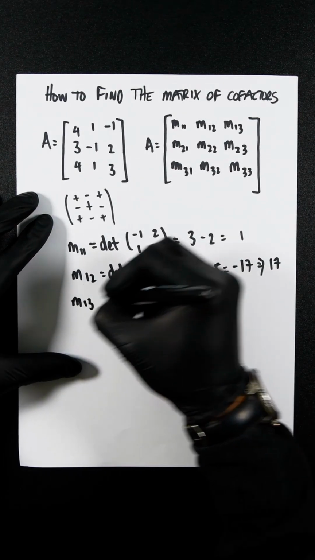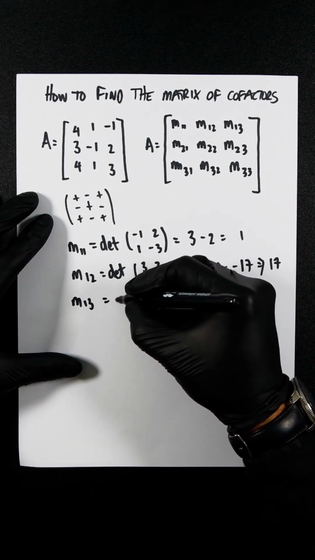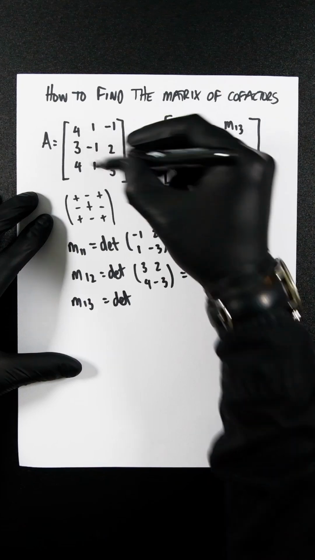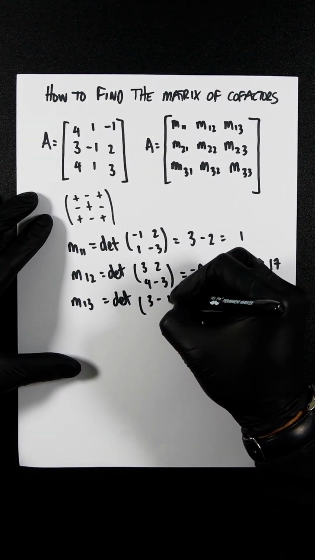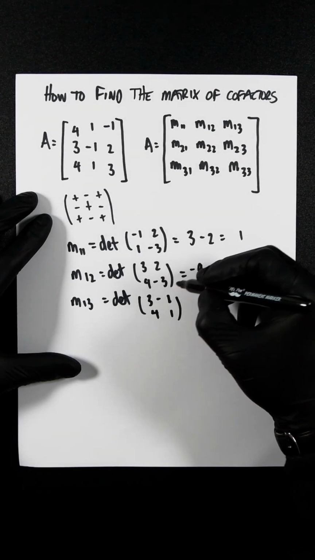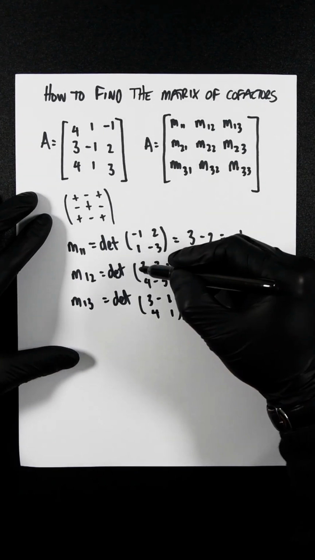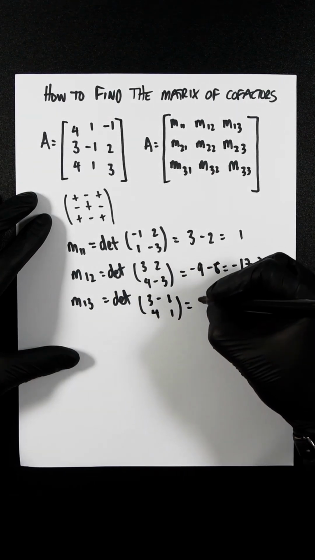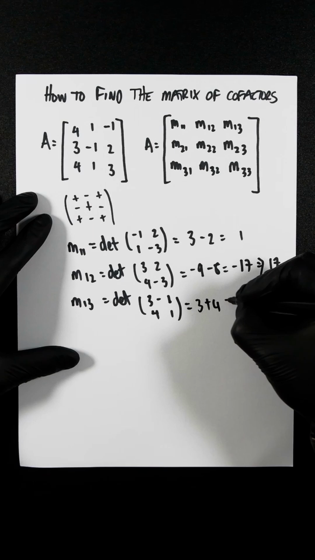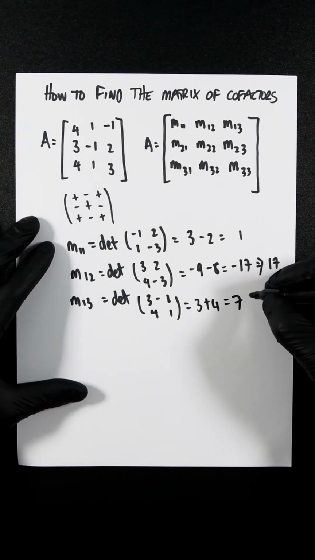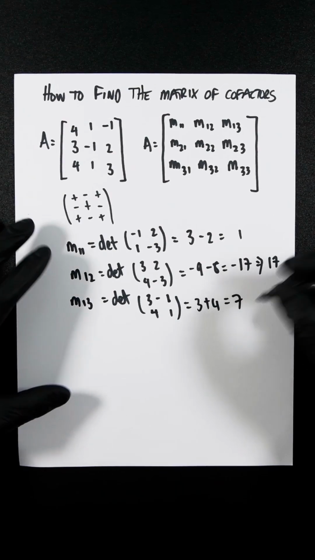I'll do one more. I'm not going to bore you by doing all 9. So that's obviously M13, which is this position. That's ruled out. That's ruled out. We're just looking at these 4 numbers. So that's going to be 3, -1, 4, 1. When you find out the determinant of a 2 by 2, you multiply them across, minus these 2 multiplied across. So you're now going to get 3 plus 4, which equals 7. That's in the positive position, so therefore it stays positive. We don't flip or change any signs.